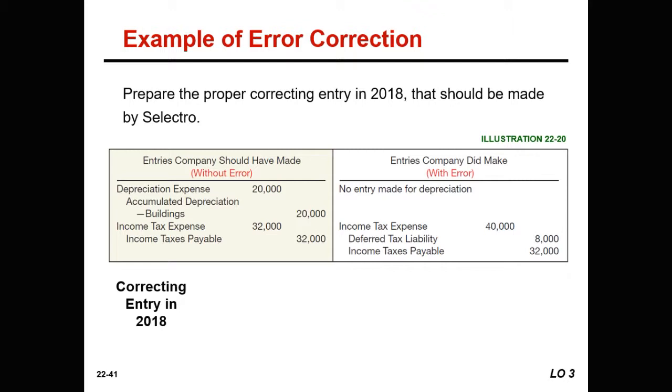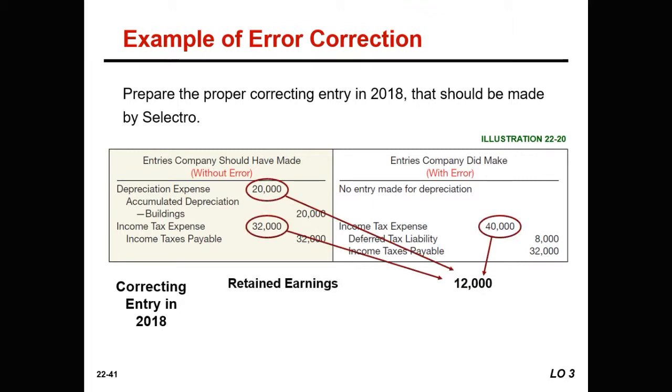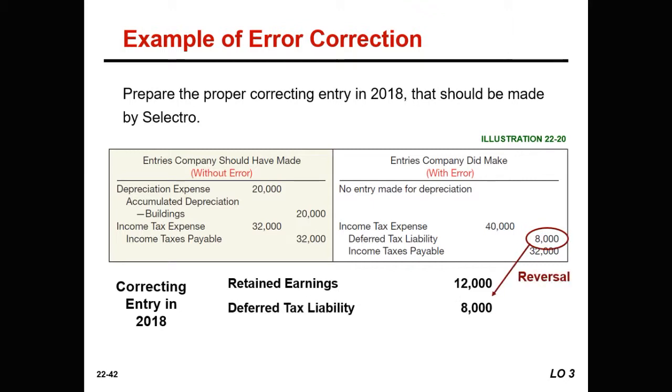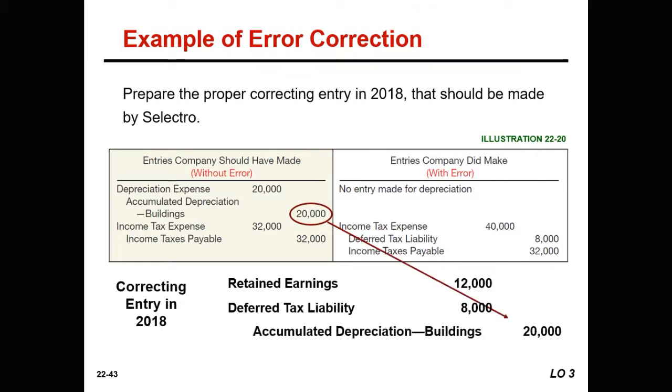So to prepare the correcting entry in 2018, we start with what the impact to retained earnings is, which is $12,000. We have to reverse out that deferred tax liability. We need to recognize the accumulated depreciation on the building.